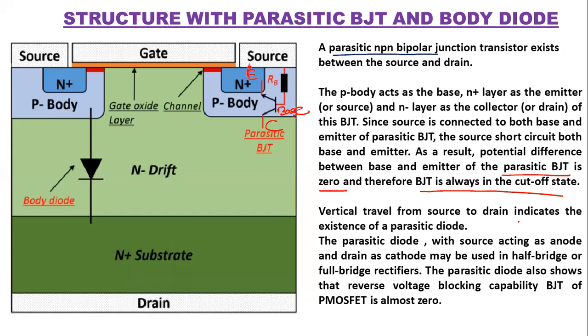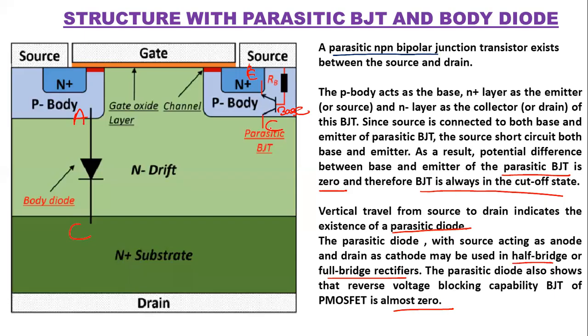The vertical path from source to drain indicates the existence of a parasitic diode also. You can see there is a PN diode, the parasitic diode, with the source acting as anode and the drain as cathode. They can be used as half bridge or full bridge rectifiers in applications. The parasitic diode also shows that the reverse blocking capability of the power MOSFET is almost 0.